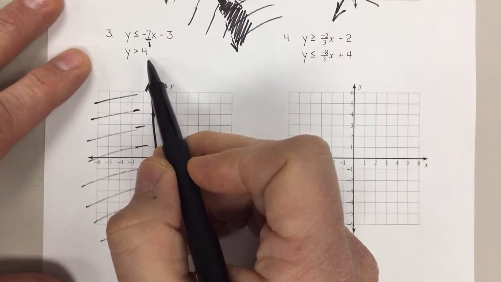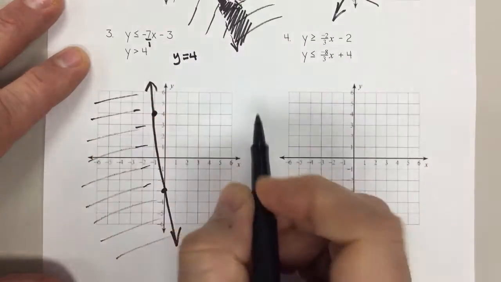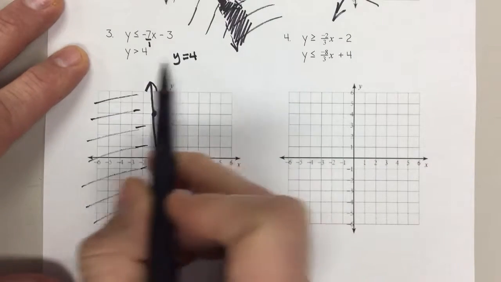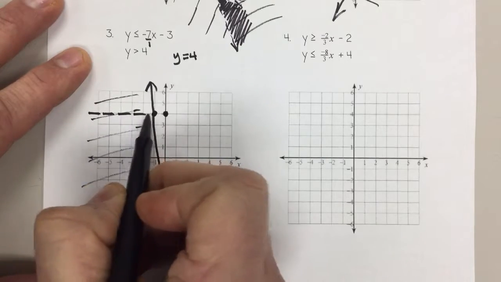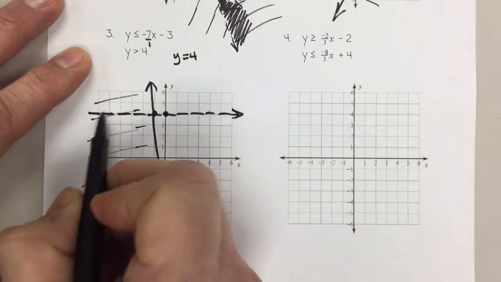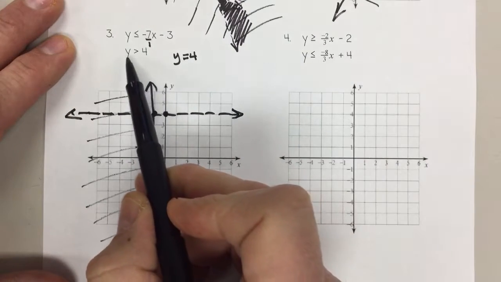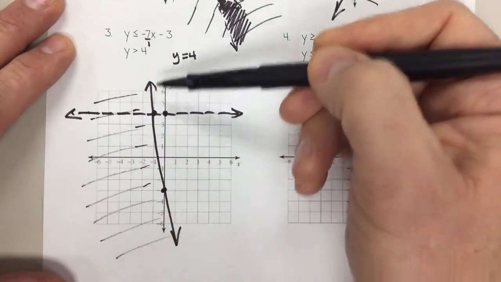For my second inequality, remember these are the ones that are like y equals 4. A straight line going through 4. But since there's no equal sign, it's a dashed line through 4. And for shading, I want y's that are bigger than 4, so I'll shade above this line.